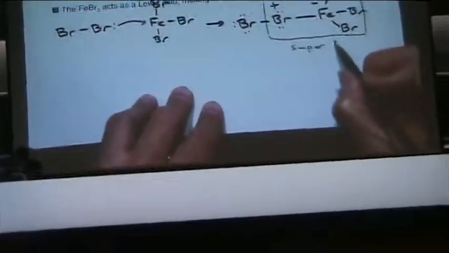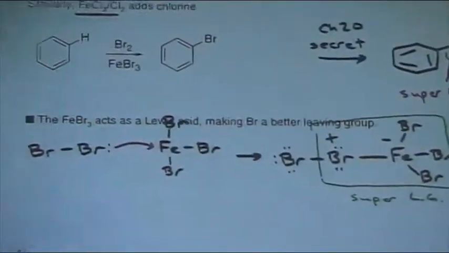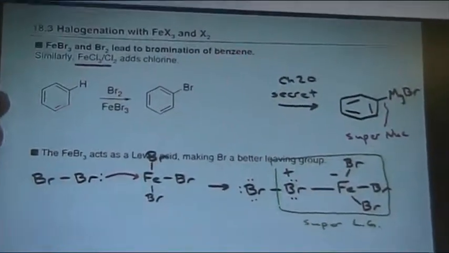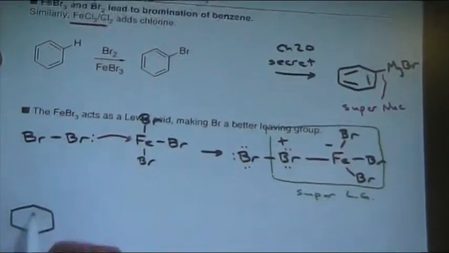Super leaving group. More powerful than anything you've seen before. Super fantastically powerful. It's going to make it exceptionally easy for anything to attack this bromine and displace that whole FeBr4 piece of junk there. Okay, so let's draw out our 2-step electrophilic aromatic substitution reaction.